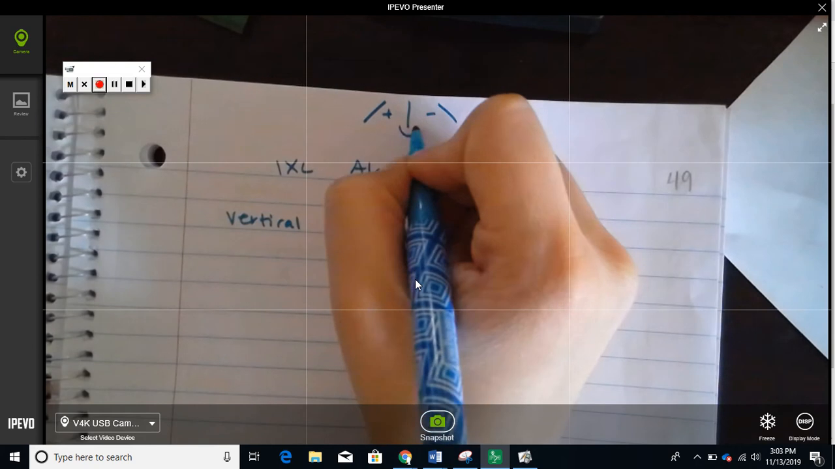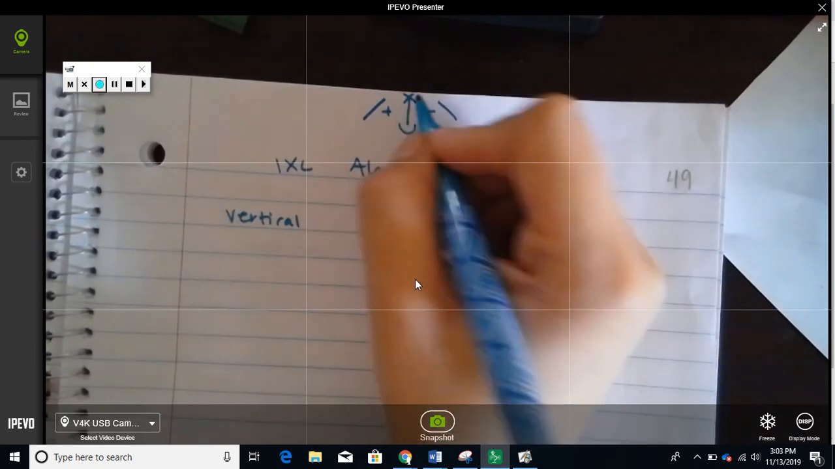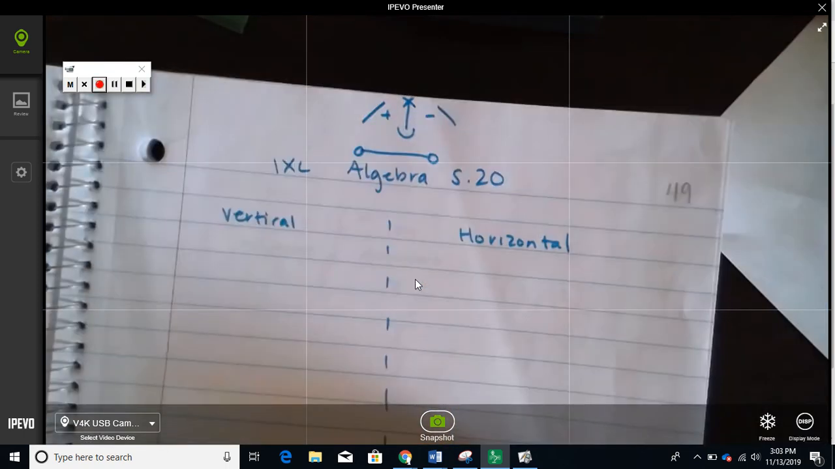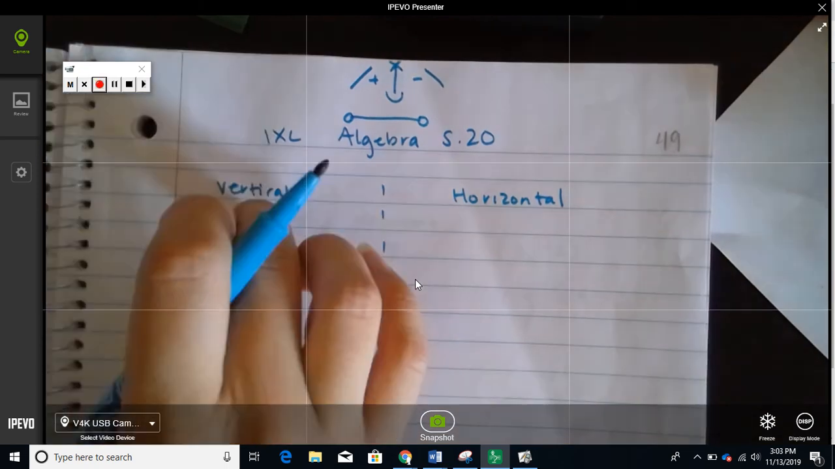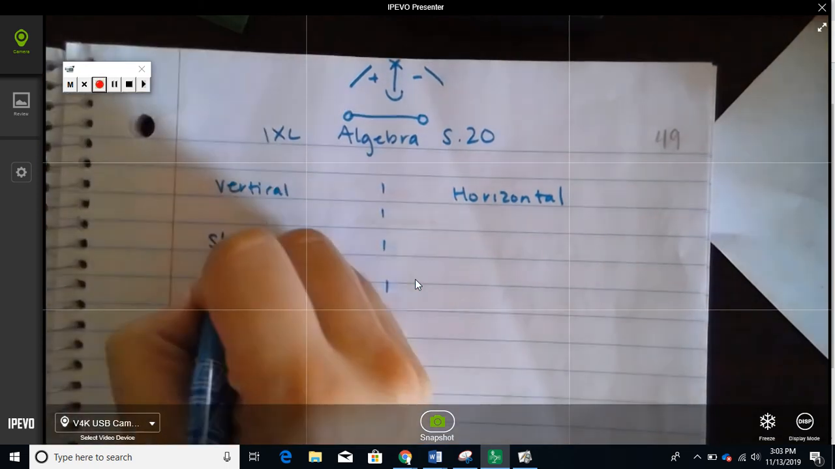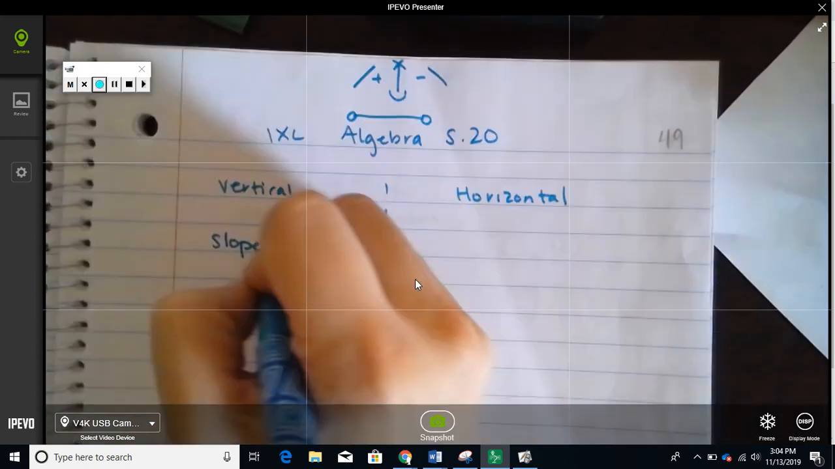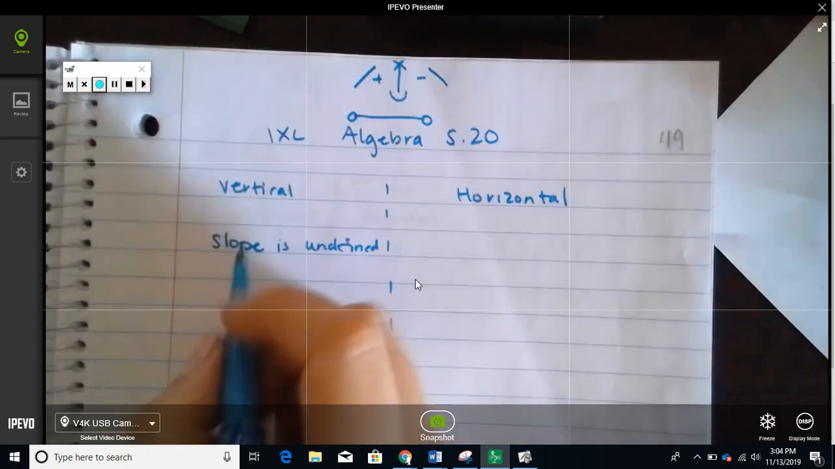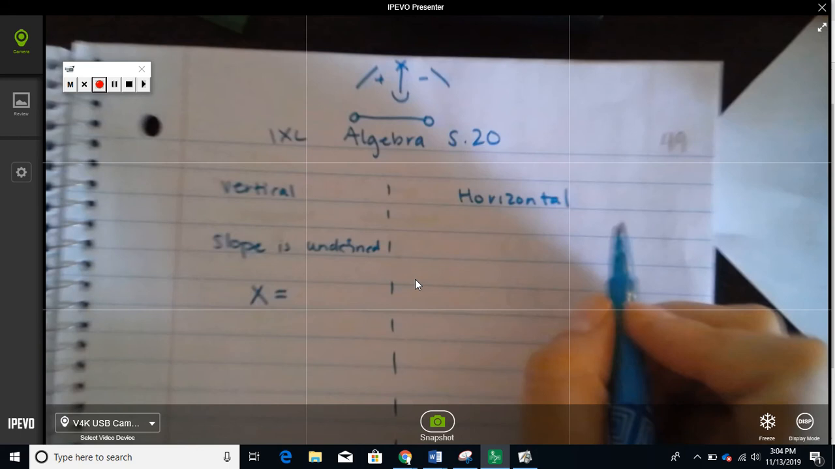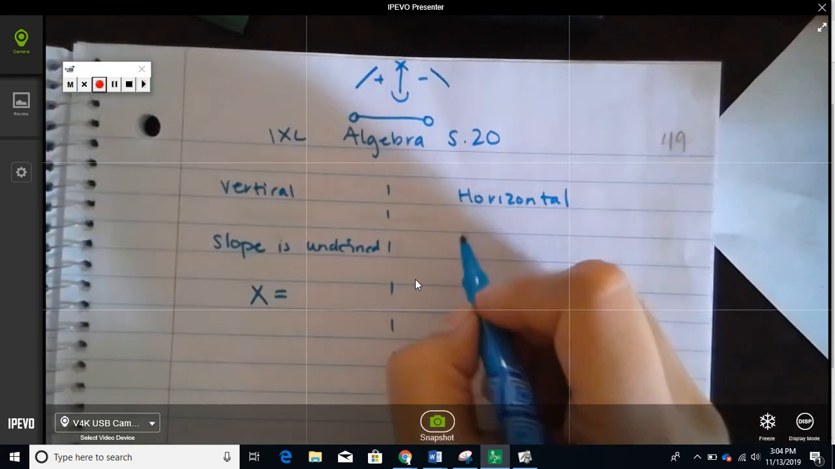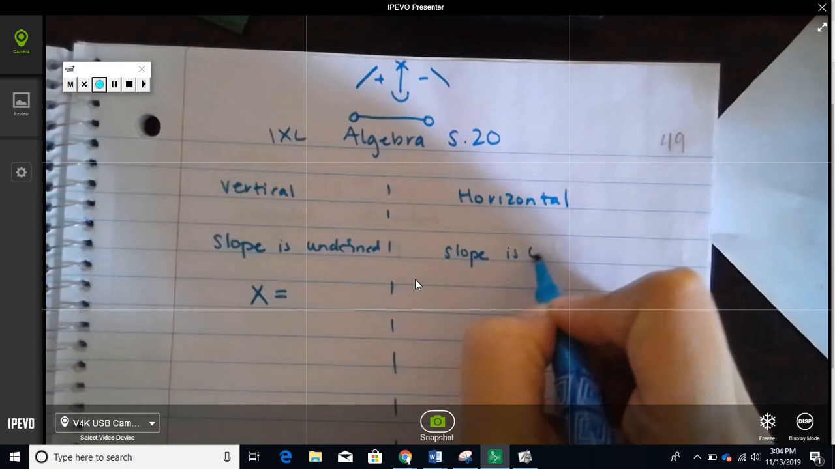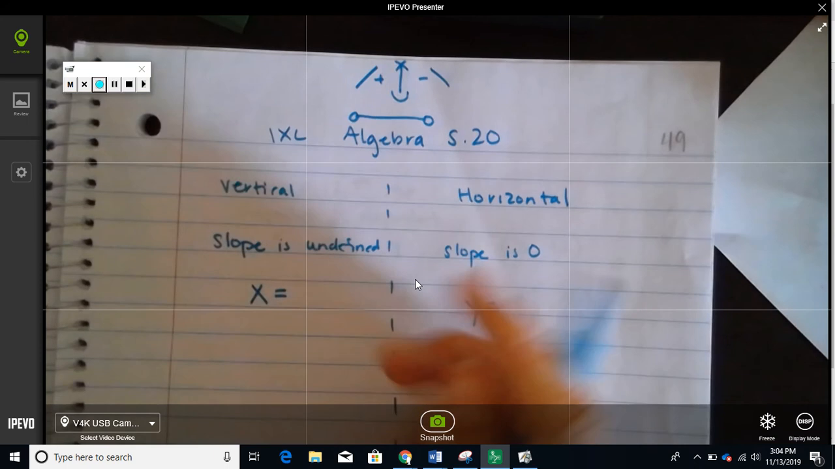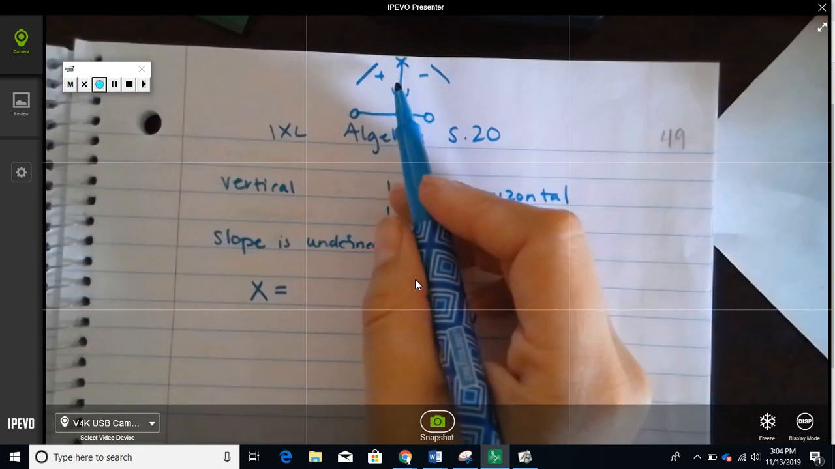When it's the nose, it's undefined. It's an x equals equation. And when you have a horizontal graph, that is a slope of 0. So when you have a vertical line, your slope is undefined. That's why we put a U for the nose. And the top, it's like bangs, it's an x equals equation. When you have a horizontal graph, the slope is 0. And you're going to write y equals. The reason it's an x equals line is because there is no slope, it is completely undefined.